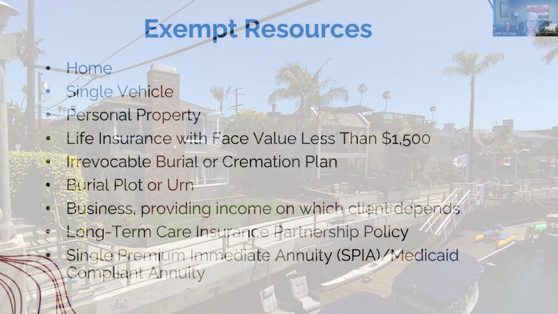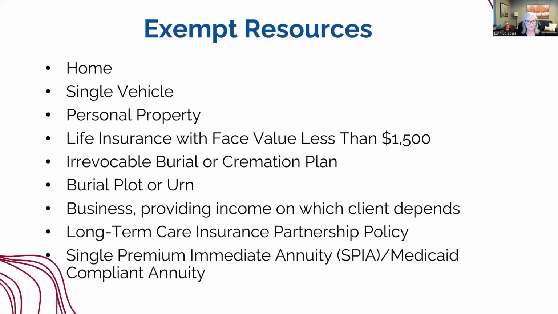But basic rule, your home is exempt, a single vehicle is exempt, all your personal property is exempt. A life insurance policy with a face value of $1,500 or less. This is a very old rule because that's very unusual to have such a low face value on a life insurance policy. Burial plots, urns, a prepaid irrevocable burial plan is exempt. In certain limited situations, if you own a business and it provides income on which you rely, that business can be exempt. A long-term care insurance partnership policy benefit allows you to keep more money. So that is something to encourage people to buy policies.